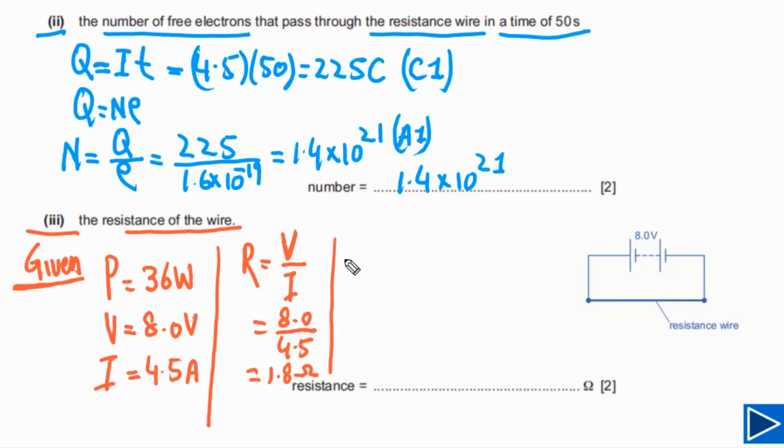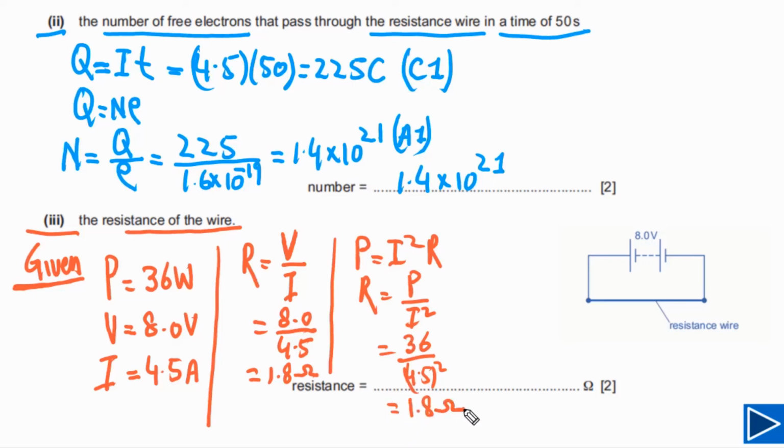But we can also calculate the resistance of the wire by using this equation: P is equal to I squared times R. So we can rearrange, and R will be equal to P divided by I squared. In this case, power is 36 and current is 4.5. Now if we solve this, we can find the value of resistance again. That one will be equal to 1.8 ohms.